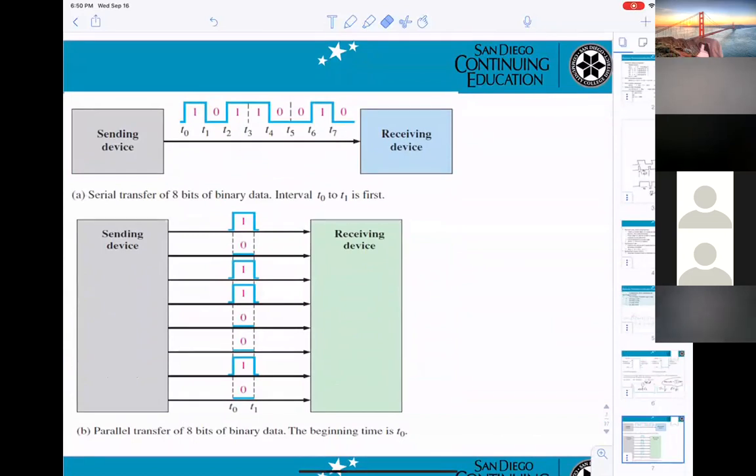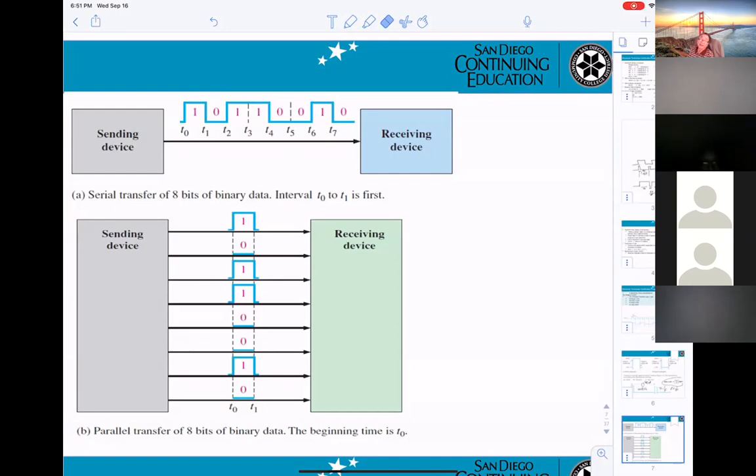Now, in binary, there are 2 ways of sending data. One needs only 1 wire, and they get too many bits: 1, 2, 3, 4, 5, keep going. That's what they're talking about with serial data. Serial data means the bits go one following the other. You need only 1 wire.